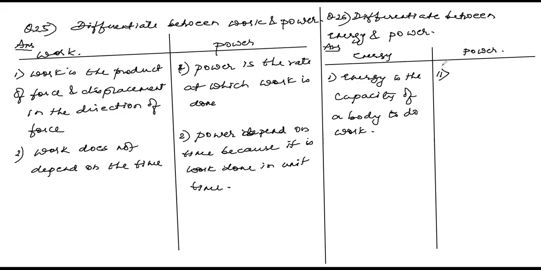Whereas again, if you ask me, instead of using the work, I'll say power is the rate at which the energy is spent. I hope the same thing. Power is the rate at which the work is done. Energy is nothing but work. So it is the rate at which the energy is spent. Got it?